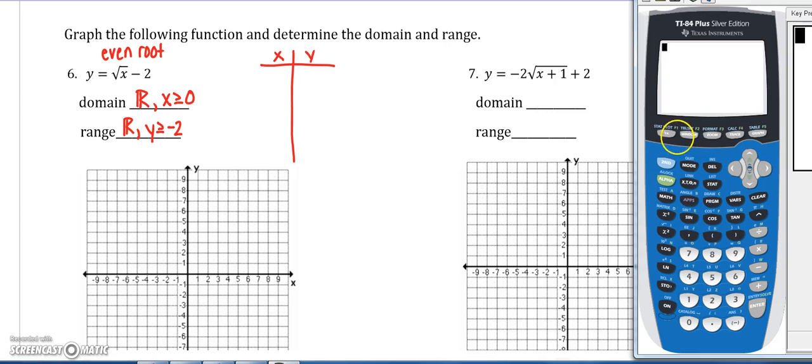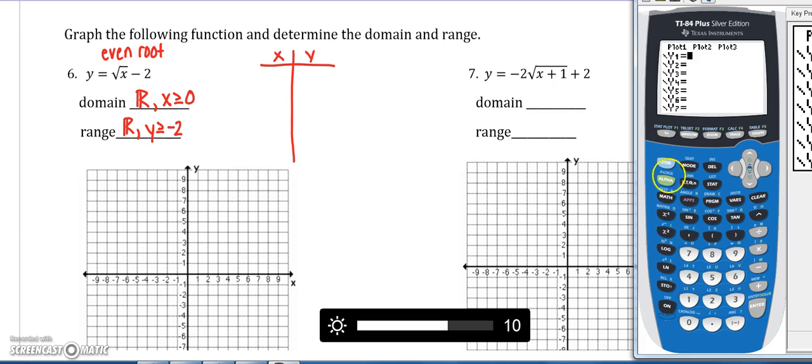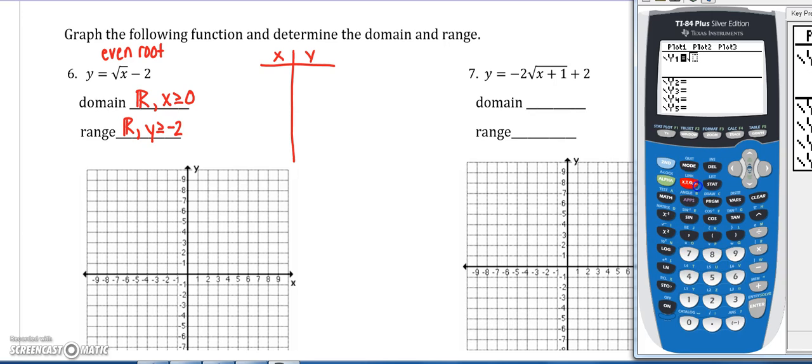So I'm going to type this function into my calculator. Square root of x, move over so I'm not underneath the radical anymore, minus 2. And then I'll go straight to my table.